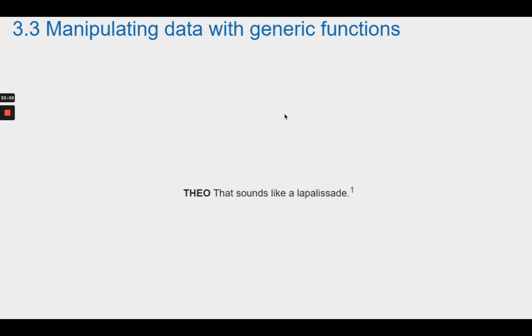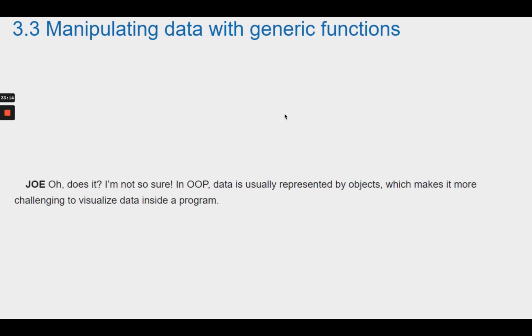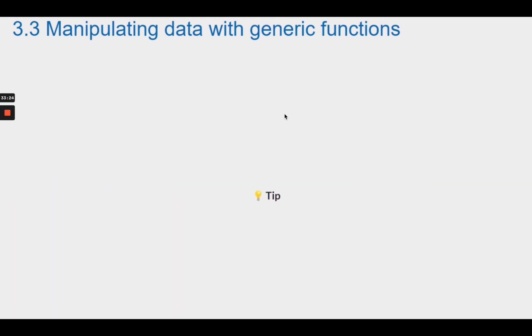Theo: That sounds like a lapalisade. Footnote 1. A lapalisade is an obvious truth, a truism or tautology that produces a comical effect. Joe: Oh, does it? I'm not so sure. In OOP, data is usually represented by objects, which makes it more challenging to visualize data inside a program. Tip: in DOP, we can visualize any part of the system data.